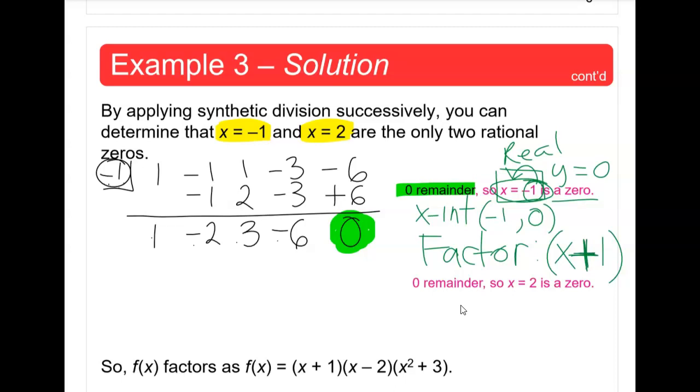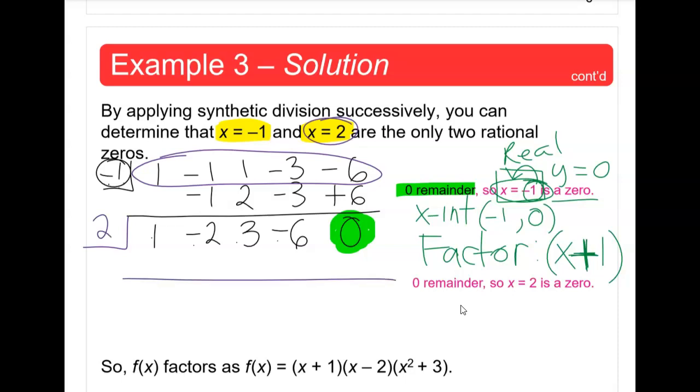Okay, now we are going to apply synthetic division again, but we're going to use not the original coefficients from here, but the new ones. And now we're going to test 2 to verify that that is another 0 of the polynomial. I can tell you, yes, it is going to be, but we still need to check.